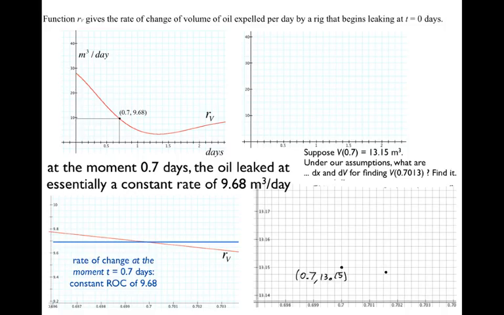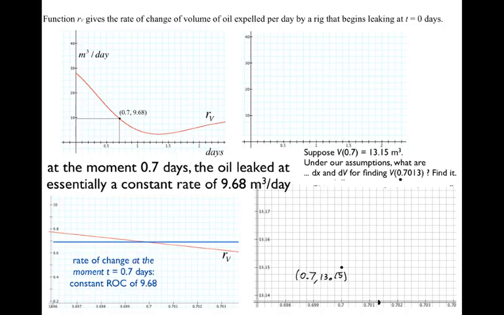So here's the given correspondence point, right? This is one point of that accumulation function that we're after. We're after the whole function, but we've got this one point, 0.7, 13.15. And so if we want to find V of 0.7013, which is something about here, we want to find what the volume is there. We start with what? dx. What is dx?